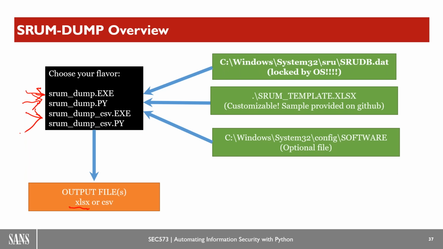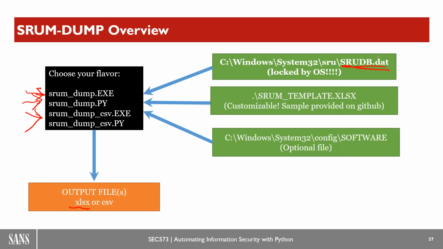So the tool is going to need a copy of SRUDB.dat, which is typically in your C:\Windows\System32\SRU folder. And this file is locked by the operating system. When I get questions about SRUM Dump, the most common failure that people have in trying to use the tool is that they tried to grab a copy of SRUDB.dat while the system was still running, and they got a corrupted copy of SRUDB.dat.